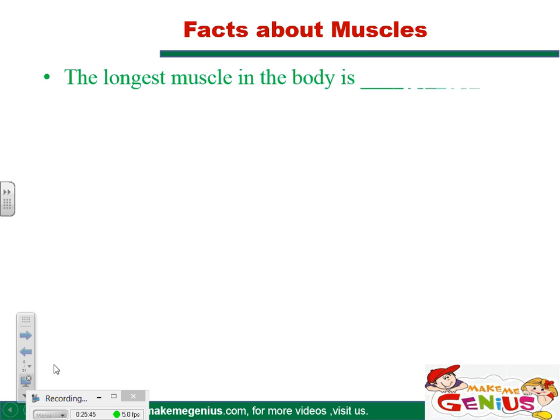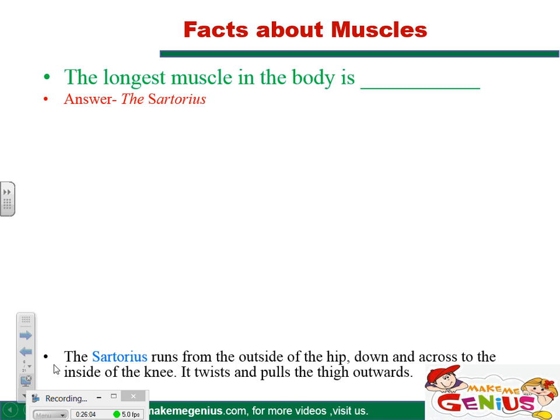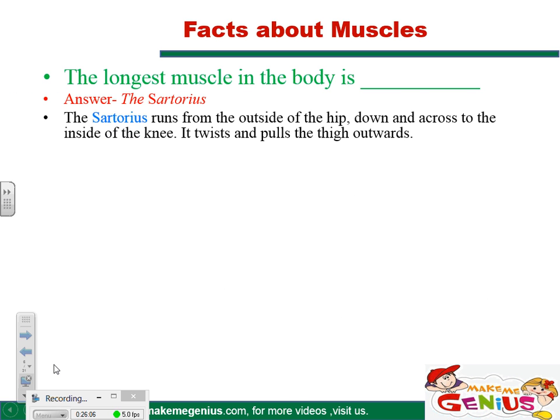The longest muscle in the body is the sartorius muscle. That runs from the outside of your hip down to your knee. It twists and pulls your thighs outward. So from here, all the way down here, but we don't call it the thigh muscle. It helps you do this.